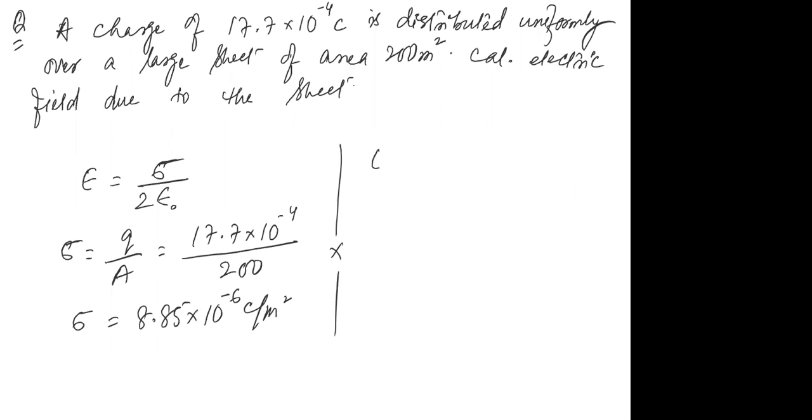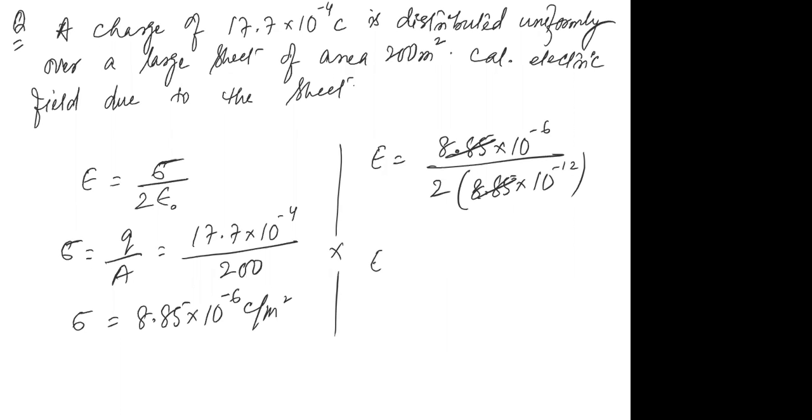Now what should I do? I just put the value of sigma and the value of epsilon naught in the formula of electric field. So sigma you will write as 8.85 into 10 to the power minus 6, and epsilon naught is 8.85 into 10 to the power minus 12, right? From this 8.85 cancels out. If you take this in the numerator, it becomes 10 to the power 6 divided by 2, or 0.5 multiplied by 10 to the power 6, or 5 into 10 to the power 5 Newton per coulomb.